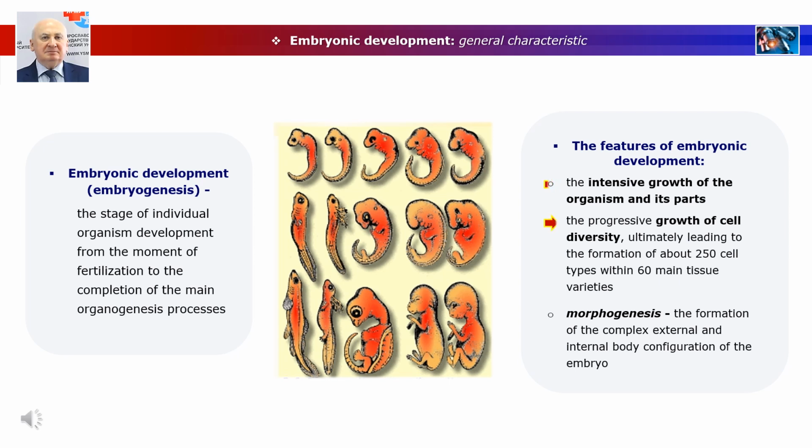The second characteristic feature of embryogenesis is the progressive growth of cell diversity, ultimately leading to the formation of about 250 cell types within 60 main tissue varieties. The examination of this phenomenon is the main topic of our lecture. And the third most important feature of embryogenesis is the formation of the complex external and internal body configuration of the embryo. This process is referred to as morphogenesis.